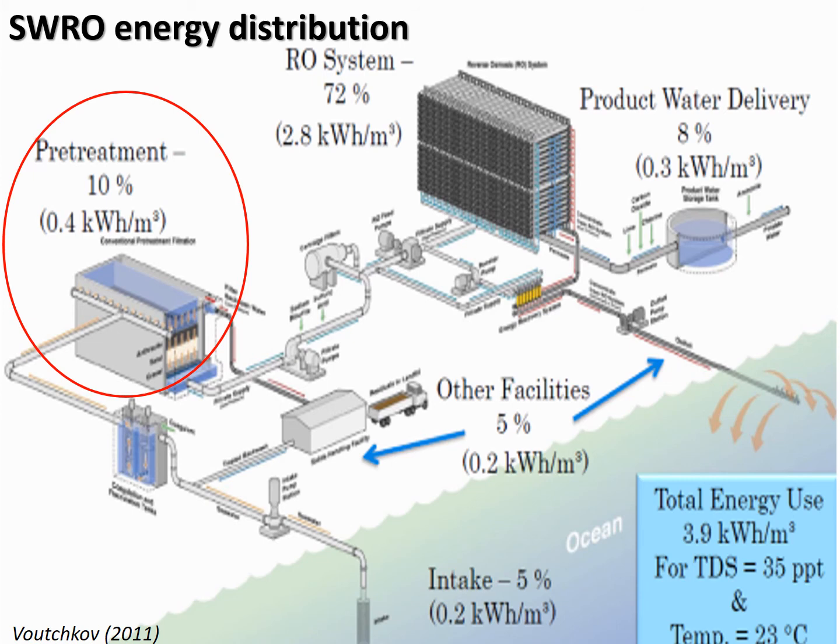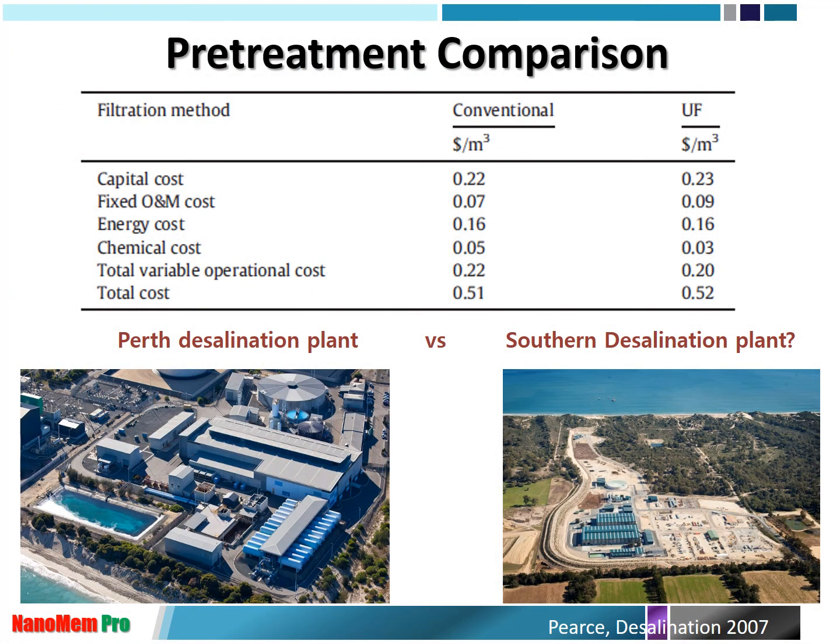So let's look at the pretreatment. The 0.4 kilowatt hour per cubic meter, how much can we save? This is one of the most typical pretreatment processes. Conventional means dual media filtration, sand filtration, or anthracite filtration, and advanced pretreatment is ultrafiltration. Considering their capital cost around 0.2 to 0.23, then O&M cost, energy cost, chemical cost for cleaning, and then total cost.